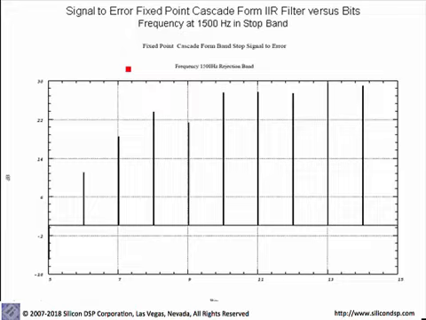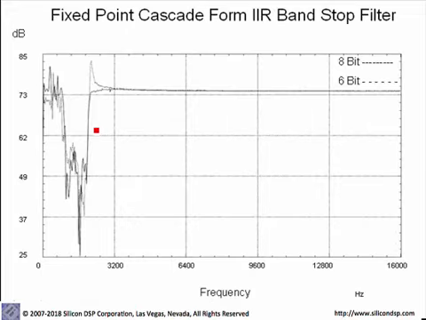These results were shown for 1500 Hertz, which is in the stop band. Here is the comparison between the stop band filter frequency response performance for 6 bits versus 8 bits in the coefficients.